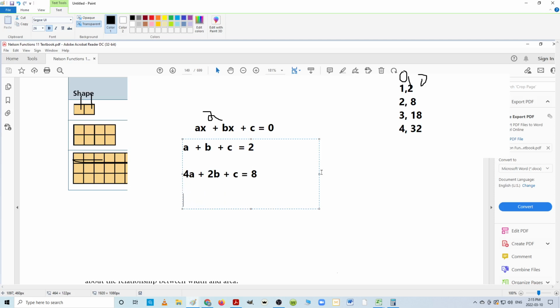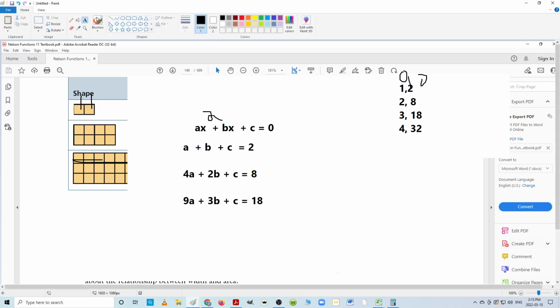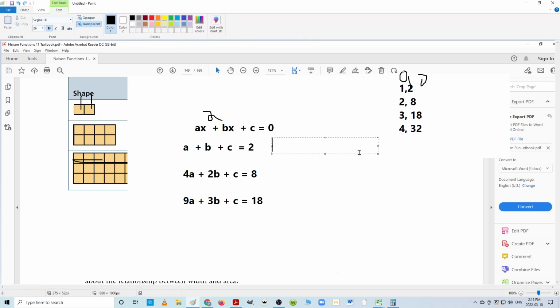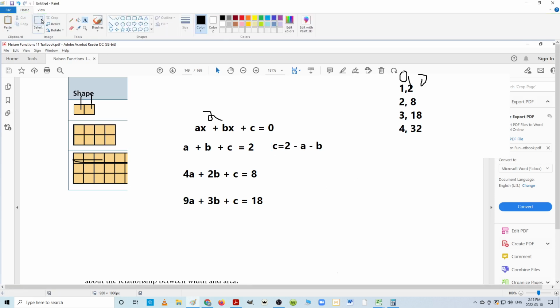And now I have a third equation when x is 3. I know 3 squared is 9, plus 3 times b plus c is equal to 18. I have another equation there too, but I don't really need it. All I need to know is that I can rephrase this as c is equal to 2 minus a minus b. And then down here on this next equation, I can then, this is a very useful skill, replace wherever I see c, which is there, and since it's plus, I don't have to worry about it, I can replace it with this.